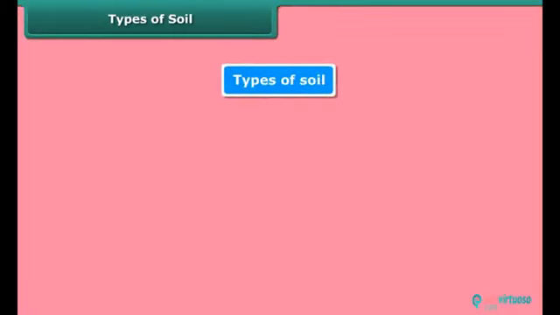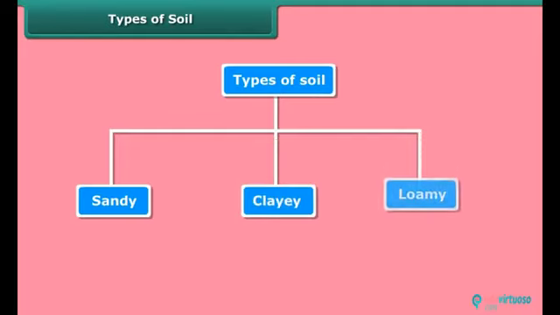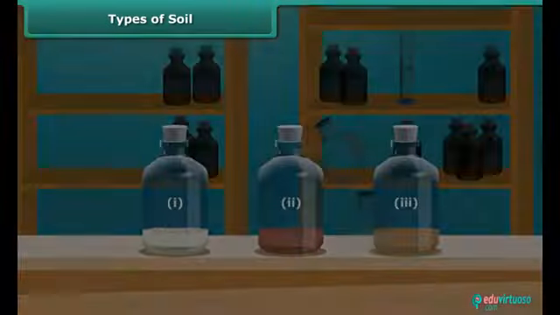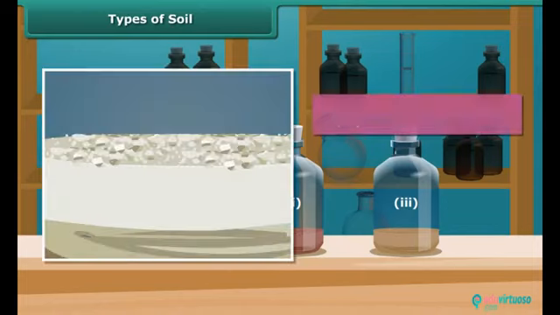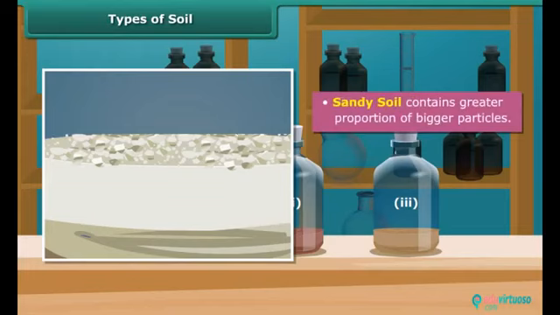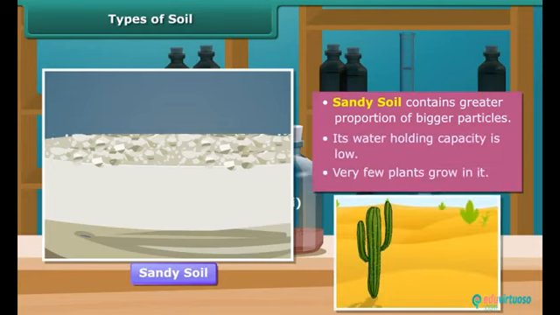Types of soil. There are basically 3 types of soil: sandy, clay, and loamy. Let's take 3 samples of a soil and examine them one by one. We can see the first sample contains a greater portion of bigger particles. So this is a sandy soil. Its water holding capacity is low, therefore very few plants grow in it.